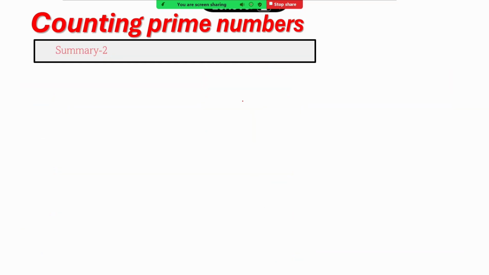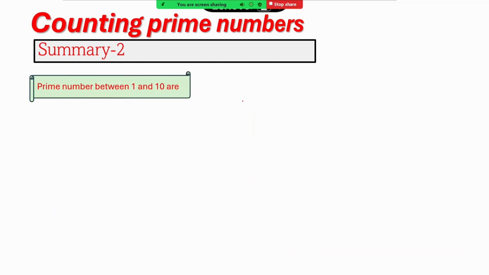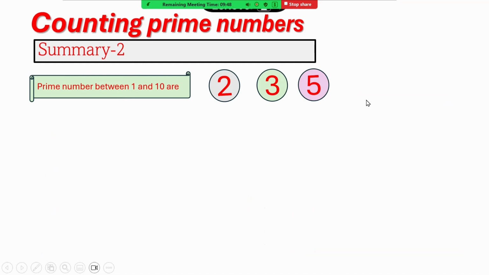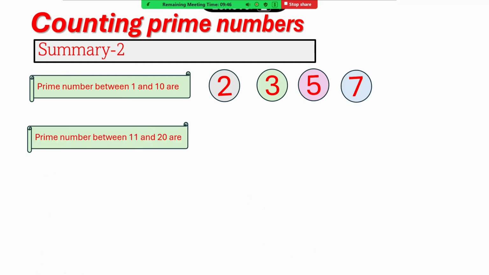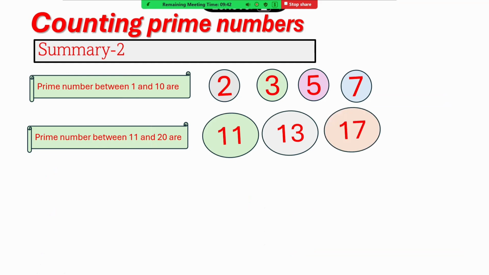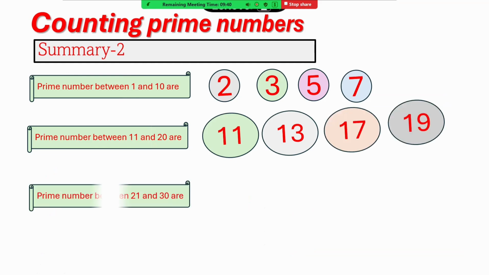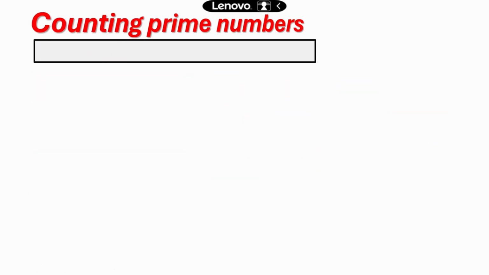Now, sometimes the question may be asked, what are those prime numbers? So we also make a summary here. It is helpful for you to memorize it. Prime numbers between 1 and 10 are 2, 3, 5, and 7. Between 11 and 20 they are 11, 13, 17, 19. Between 21 and 30 they are 23, 29.